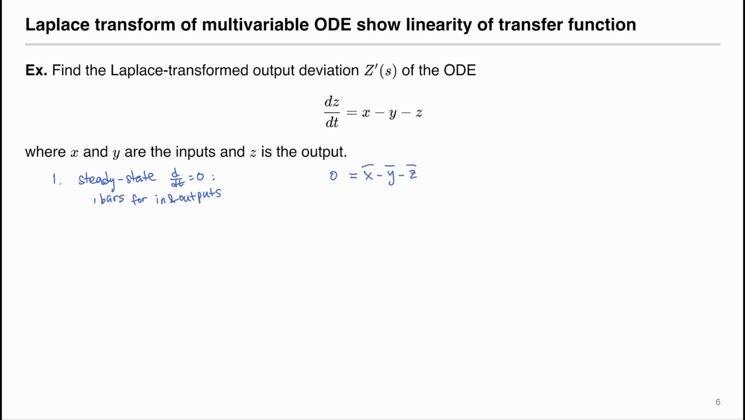In the second step, we subtract the steady state equation from the original ODE, and we will get the deviation. The original ODE minus the steady state equation is the deviation. dz/dt equals x minus x bar, minus y minus y bar, minus z minus z bar.